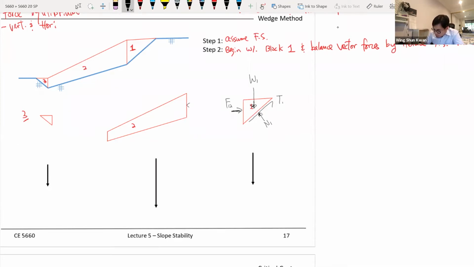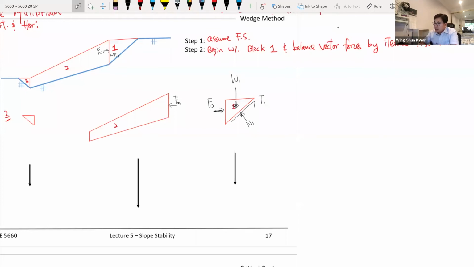And then you know that there will be a resulting force from block number 2 on block number 1. So pretty much you have this force and this force here. So force 1, 2, and then force 2, 1. So go back to block number 1. We can solve for T1. So W1 is very obvious. The weight is always the most obvious one. And T1, you can solve for it with the Mohr-Coulomb.